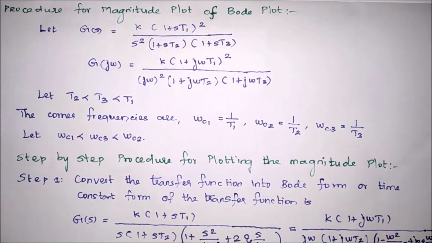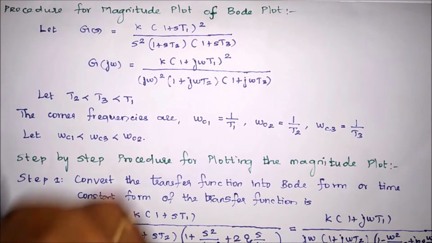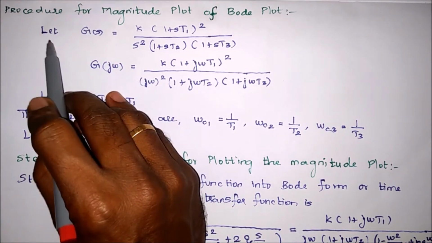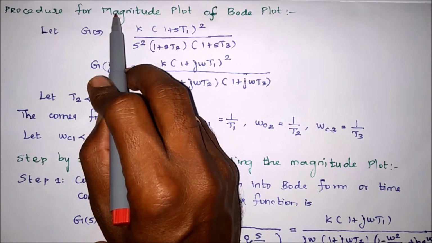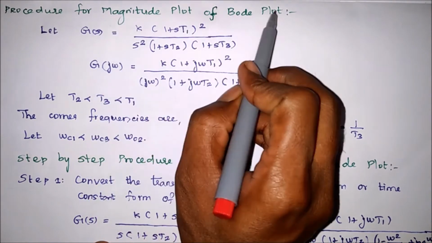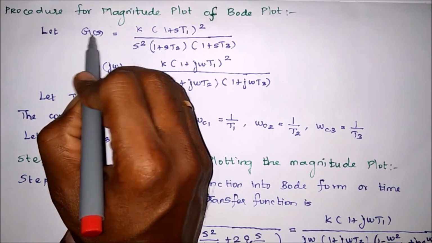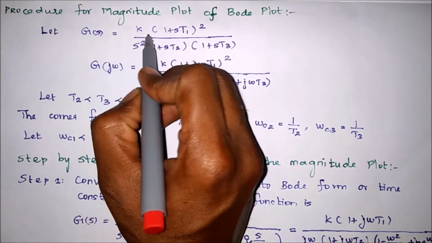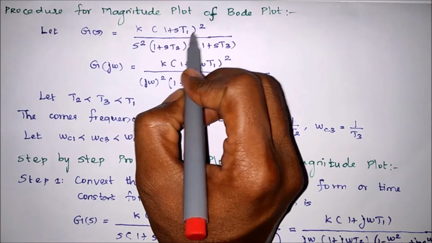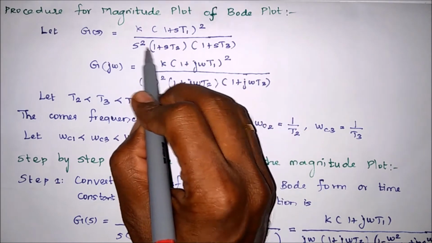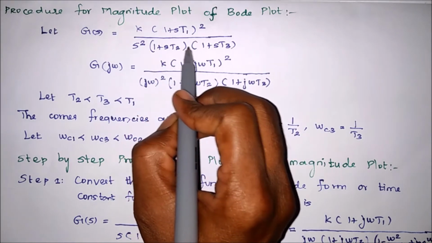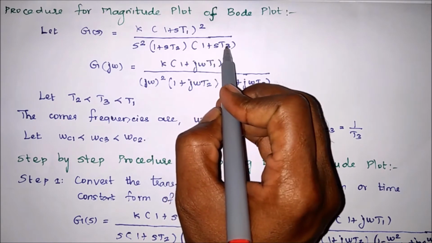In this video, we are going to see the procedure for drawing a Bode plot. First, we are going to discuss the procedure for drawing the magnitude plot of the Bode plot. Suppose we take an example: G(s) = K(1 + sT1)² / (s²(1 + sT2)(1 + sT3)).